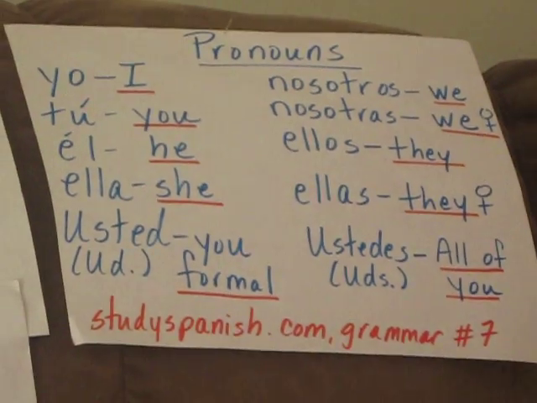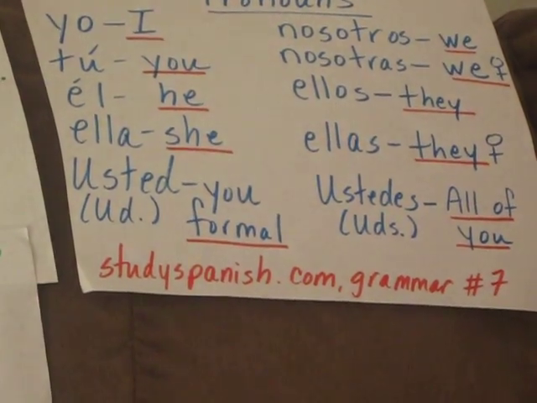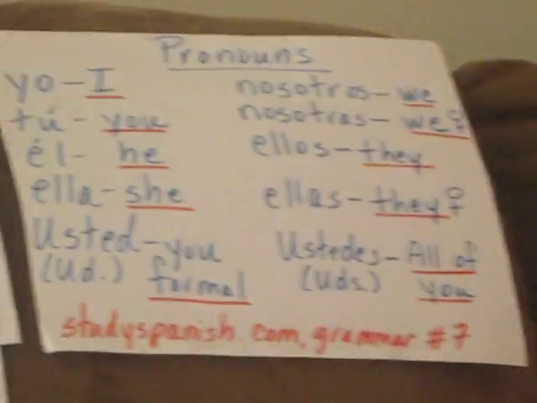Okay, you got your pronouns down? Yo, tú, él, ella, usted, nosotros, nosotras, ellos, ellas, ustedes. It should be like second nature.